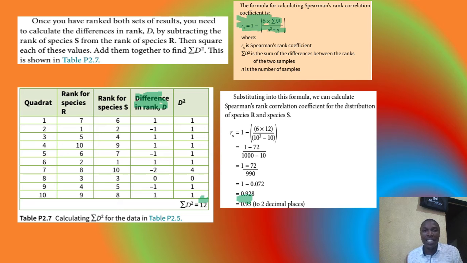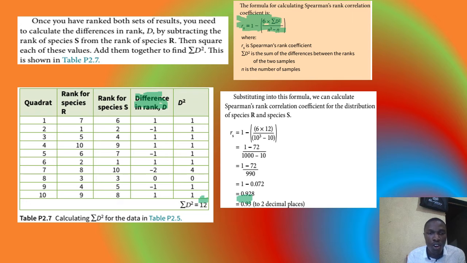For example, in this case, they threw 10 quadrats. So we have the value of n, but we don't have the value of d squared, so we need to calculate it. We can use a table which can be constructed in this way. We arrange the number of quadrats that were thrown, and then we also fit in the ranks for the individual species based on the specific quadrat.